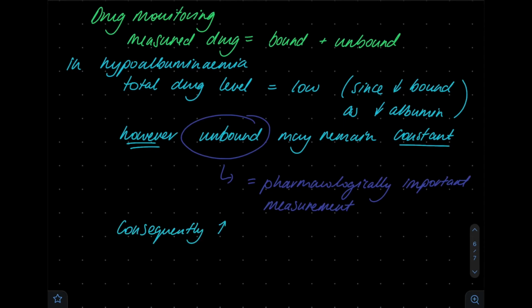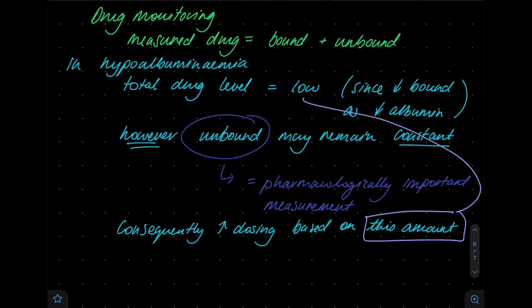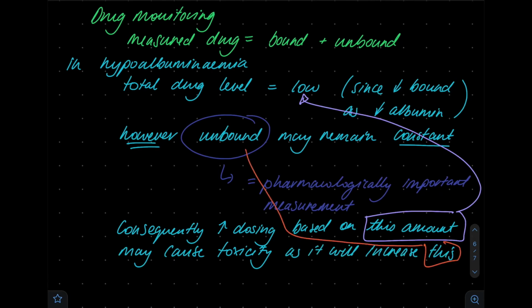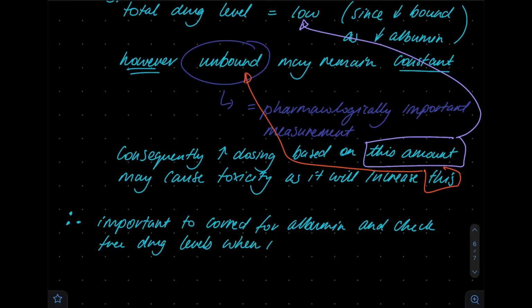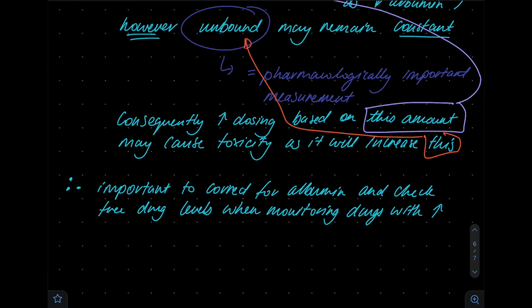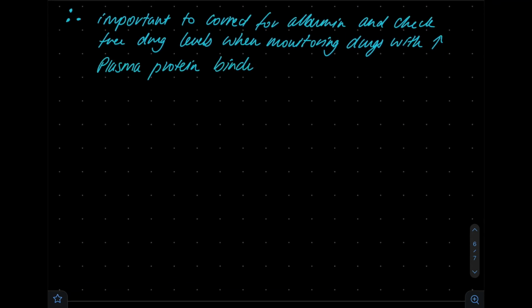Consequently, if we increase dosing based on a total drug amount which is low because of low albumin levels, we can cause toxicity as it will increase the unbound drug fraction since the albumin is already saturated. Therefore, it is important to correct for albumin and check free drug levels when monitoring drugs with high plasma protein binding, for example, phenytoin.